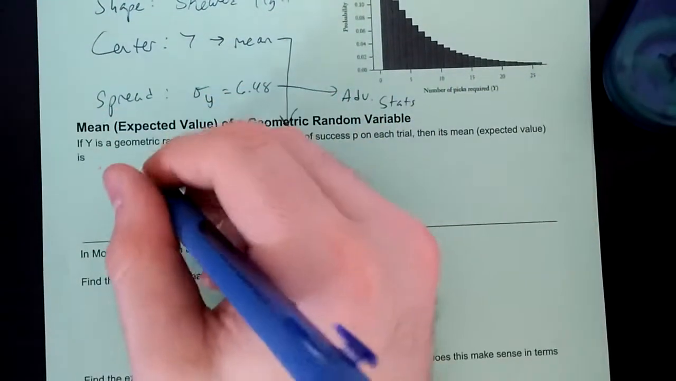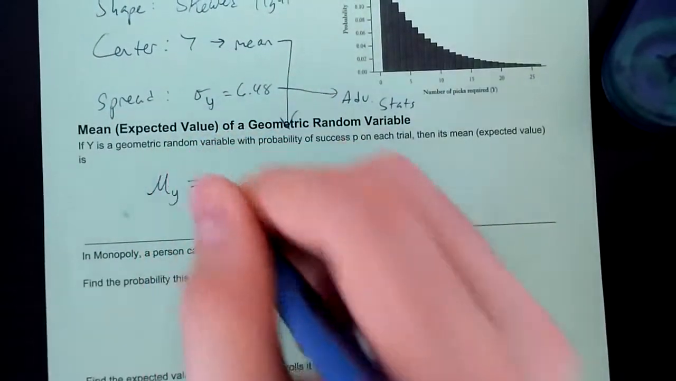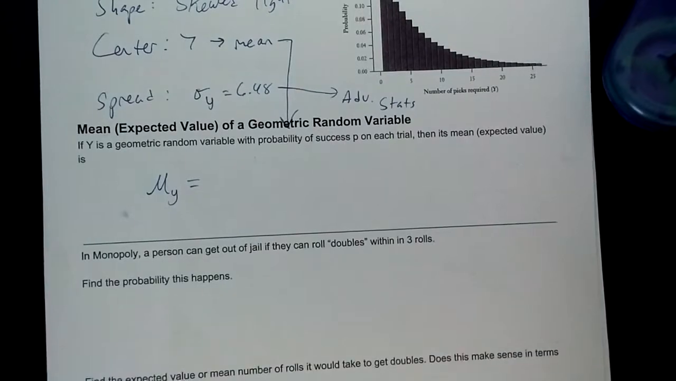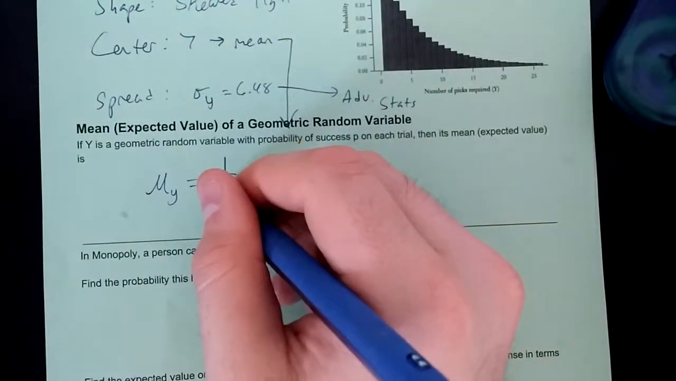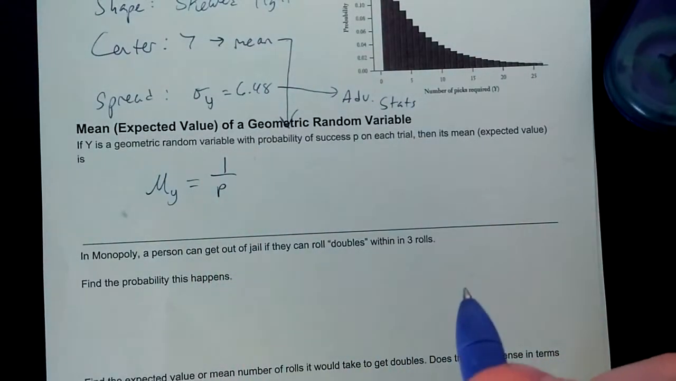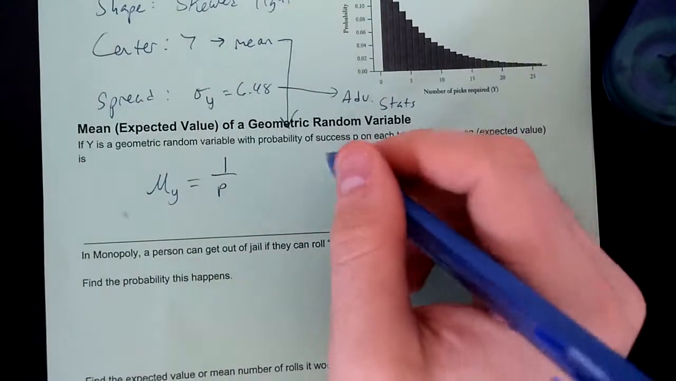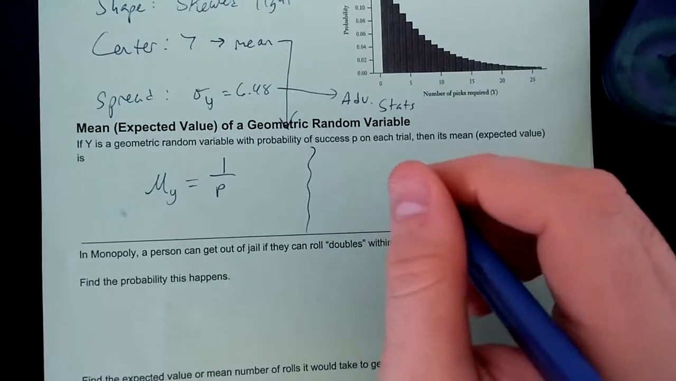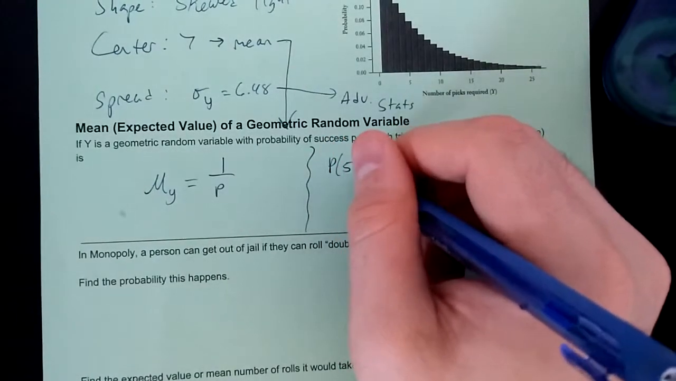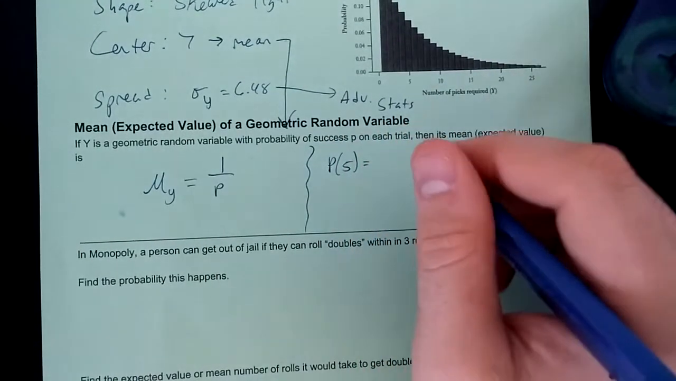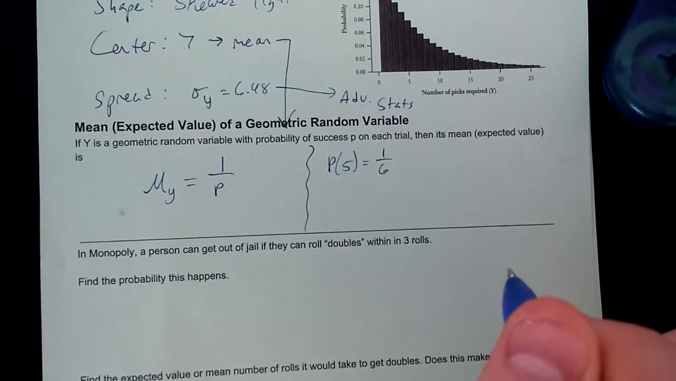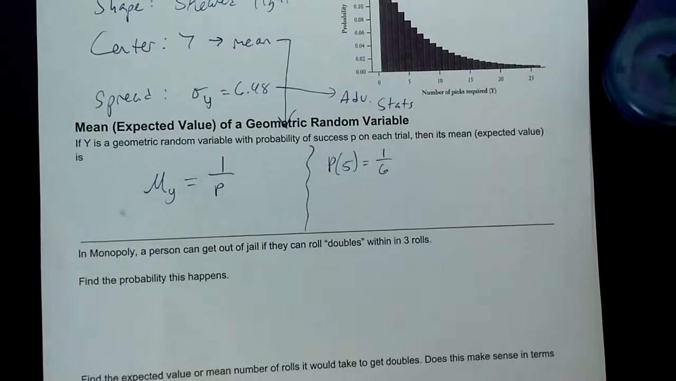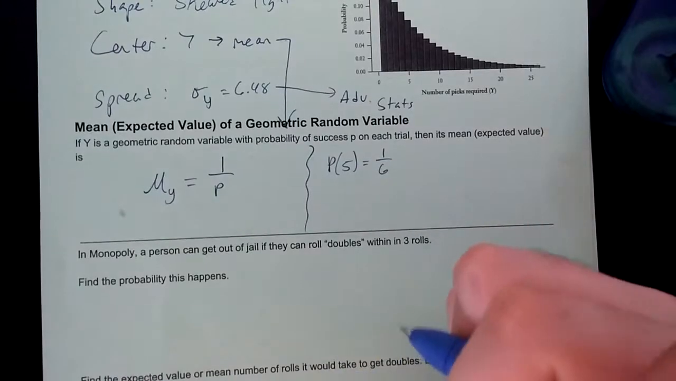Finding the mean or expected value of a geometric random variable. Again, this only works for geometric. If you want to find the average number of trials it takes for a person to be successful in a geometric setting, you simply do 1 divided by the probability of success. And it's just that simple. So for example, if you wanted to find the average number of times it would take to get a 5 on a roll of a die, 1/6 for probability. So on average, it would take 6 times for you to roll the die and get a single 5.